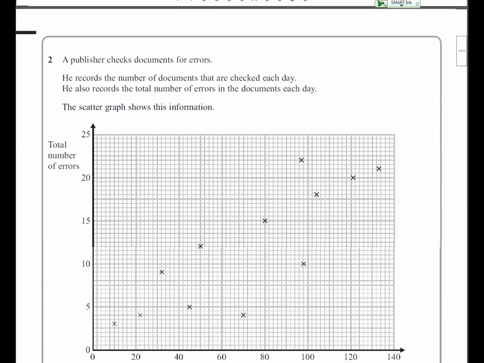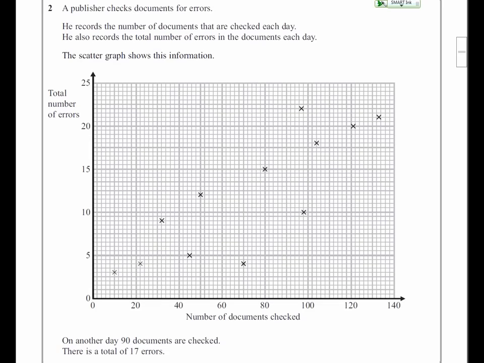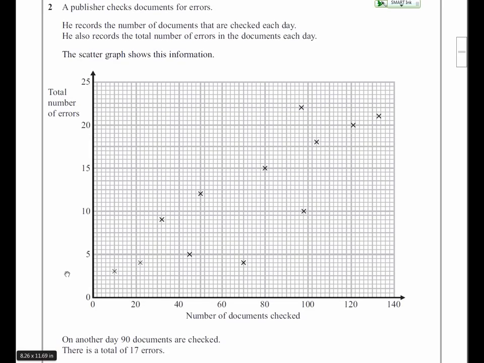Moving on to question 2. A publisher checks documents for errors. He records the number of documents that are checked each day. He also records total numbers of errors in the documents. The scatter graph shows this information. Okay, so you can see there's a bit of a pattern. So the number of documents checked is going up, number of errors is going up. And we can show this pattern by having a bit of a line.